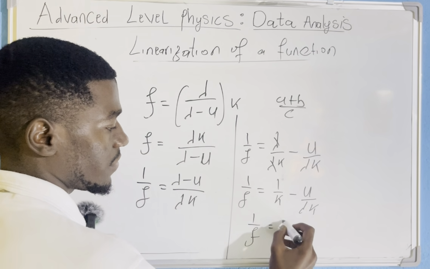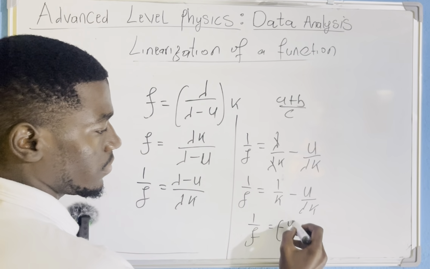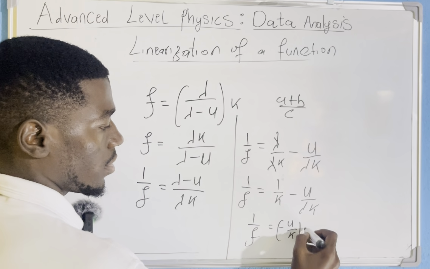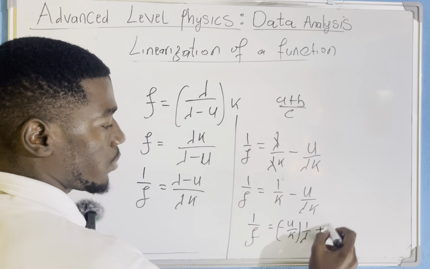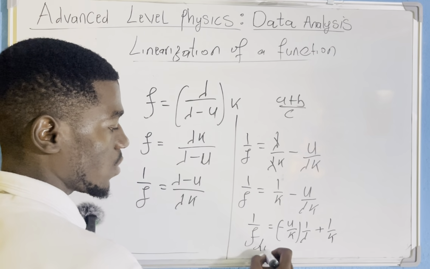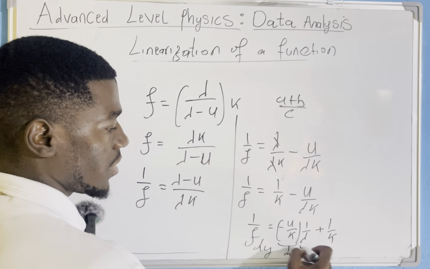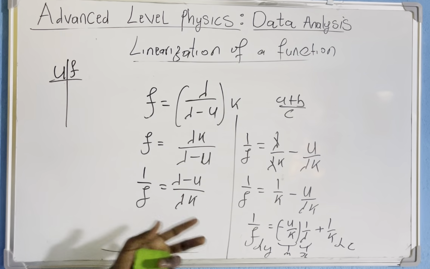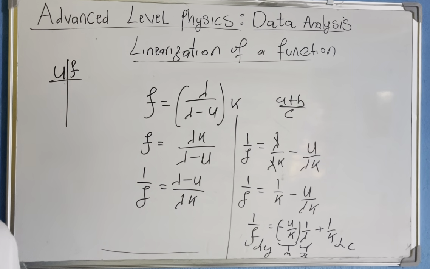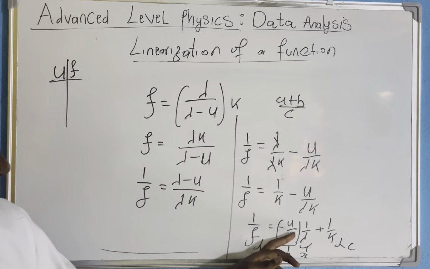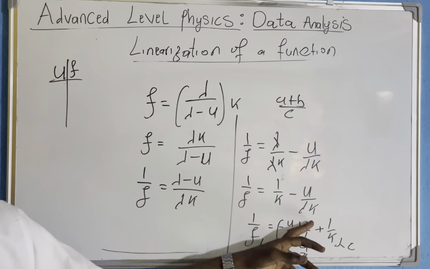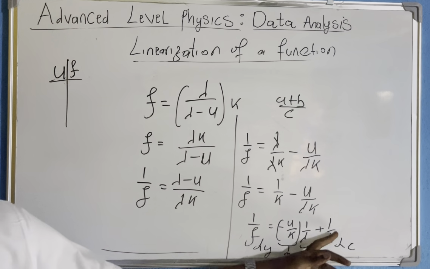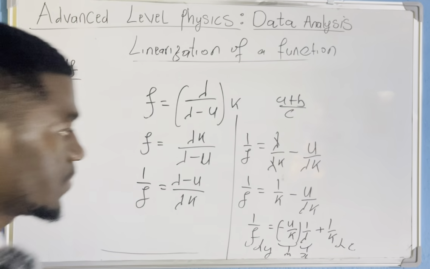I will have negative u all over k, 1 all over lambda, plus 1 all over k, making this to be y, this to be m, this to be x, and this to be c. As simple as that. Let us verify. 1 over f, variable, correct. u all over k, made up of only constants, correct. 1 over lambda, variable, correct. 1 over k, constant, correct.